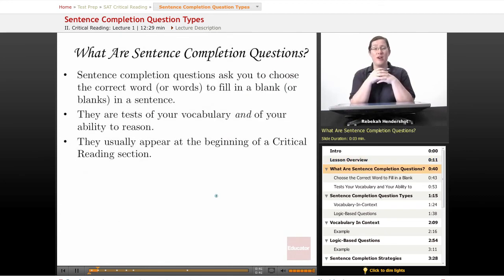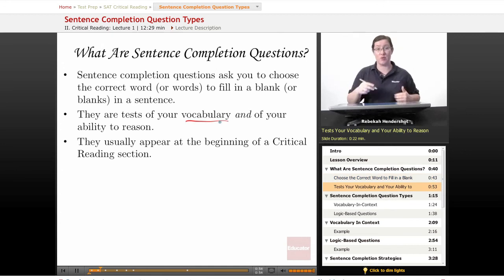All right, to begin with, what are sentence completion questions? Well, these are questions that ask you to choose the correct word or words to fill in a blank or blanks in a sentence. The sentence has pieces missing and you have to figure out what goes in the hole. They are tests of your vocabulary because, of course, the words they're going to choose are a little bit on the fancy side, a little bit on the high vocabulary side, but they are also tests of your ability to reason. You have to choose the word that makes the most sense.